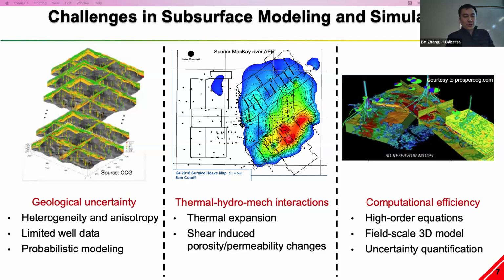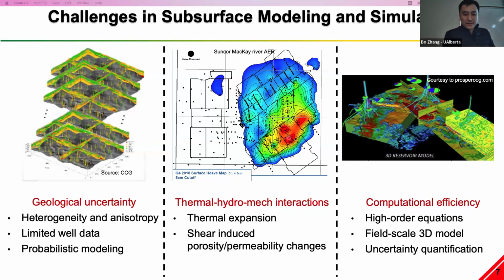And also the shear-induced porosity and permeability changes are important in the reservoir because they may increase the permeability, but they may also pose a lot of risk to the caprock if we generate a lot of fractures inside of it, right?